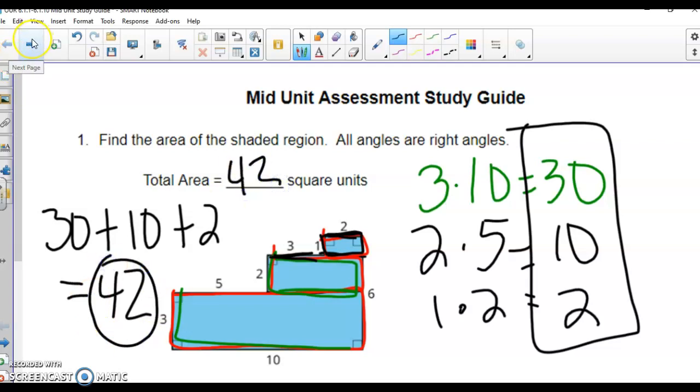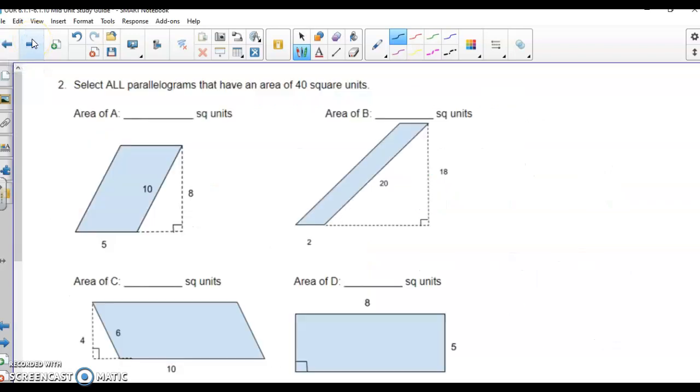Okay, second problem, we're going to find all the parallelograms that have an area of 40 square units. So we're going to look at each one. Remember, for area of a parallelogram, you want to multiply the base times the height. All the bases are going to be perpendicular to the heights. The corresponding height is always perpendicular to the base. So I want you to pause the video and look for the base and the corresponding height for each one. Please press pause.